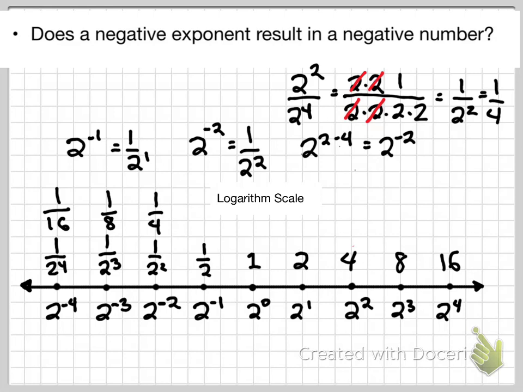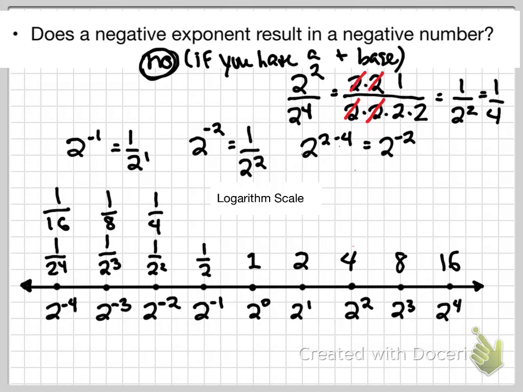does a negative exponent ever result in a negative number? And the answer here is no, as long as you have a positive base. So our base here is 2. If you have a positive base, then our negative exponent is not making our whole number negative.